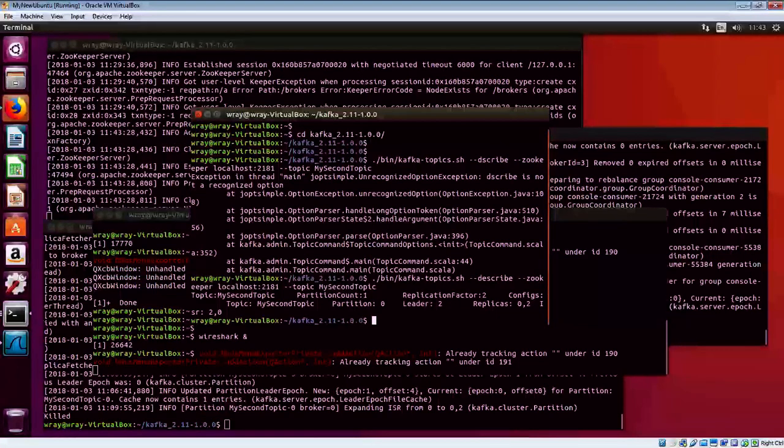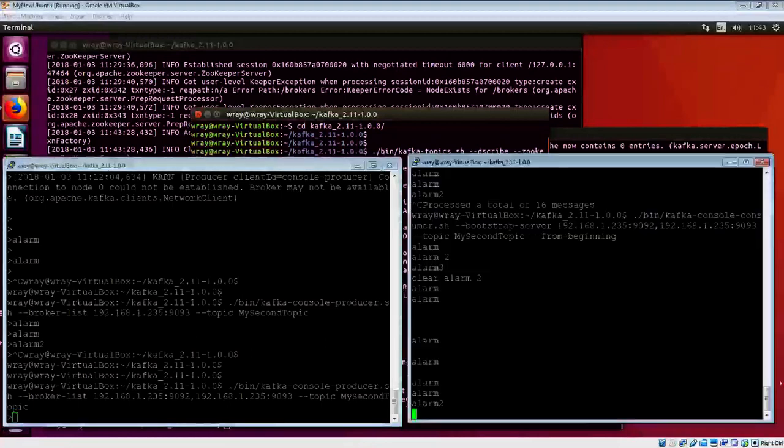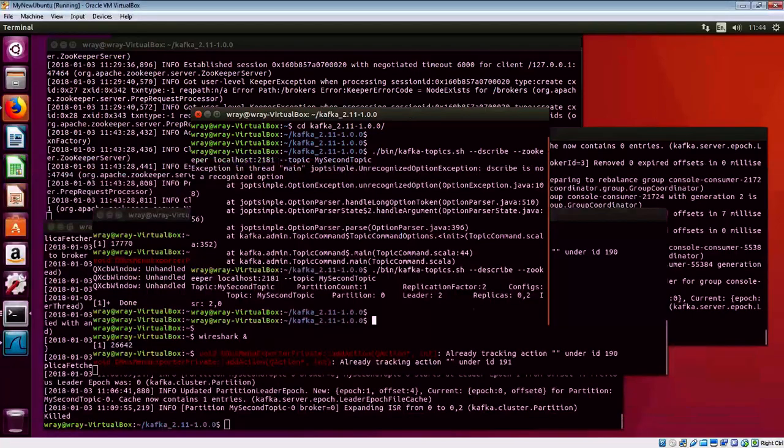So 0, 2, and 3 are the available servers, but because of the replication factor, we've spread this across 0 and 2. Okay, and if we remember, when we started these two up, we asked them to look at a list of brokers and bootstrap servers, and we can see that we were looking at both 9092, which is 0, and 9093, which is 2, which marries in with 0 and 2 here. So the leader at the moment is 2.